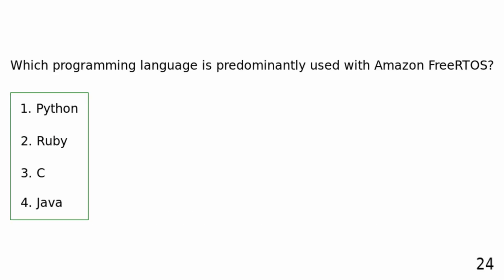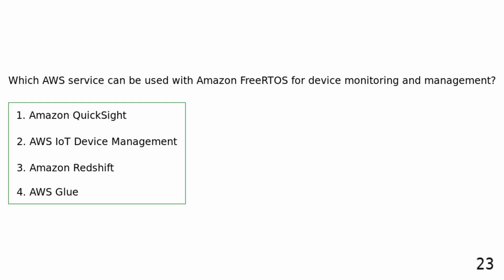Which programming language is predominantly used with Amazon FreeRTOS? Python, Ruby, C, Java. Amazon FreeRTOS is primarily programmed using the C language, as it provides low-level control and efficiency required for embedded systems and microcontrollers.